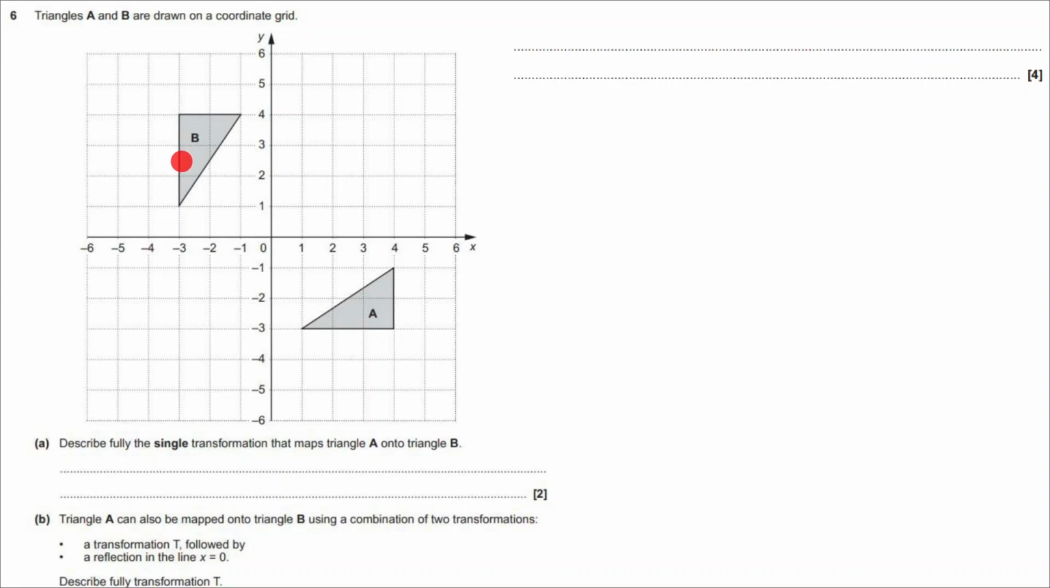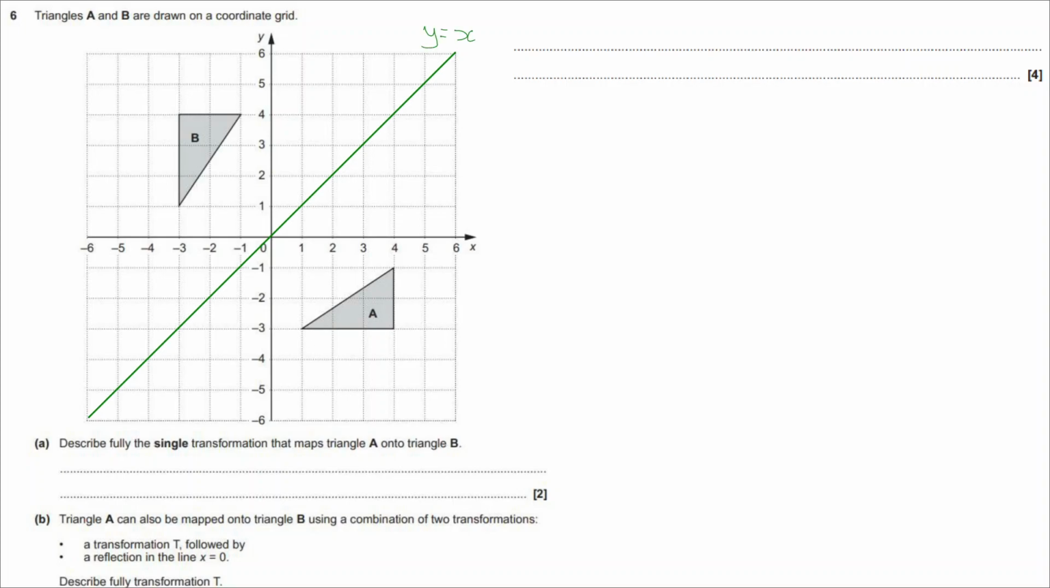Could it be an enlargement? No, because the shape is the same size. It's just been rotated, or reflected. Actually, this one here is quite a typical one that they like to go for in exams. I'm going to assume it's going to be a reflection in the line y equals x. That is one that they quite like to go for. So let's try that. That's my line y equals x.